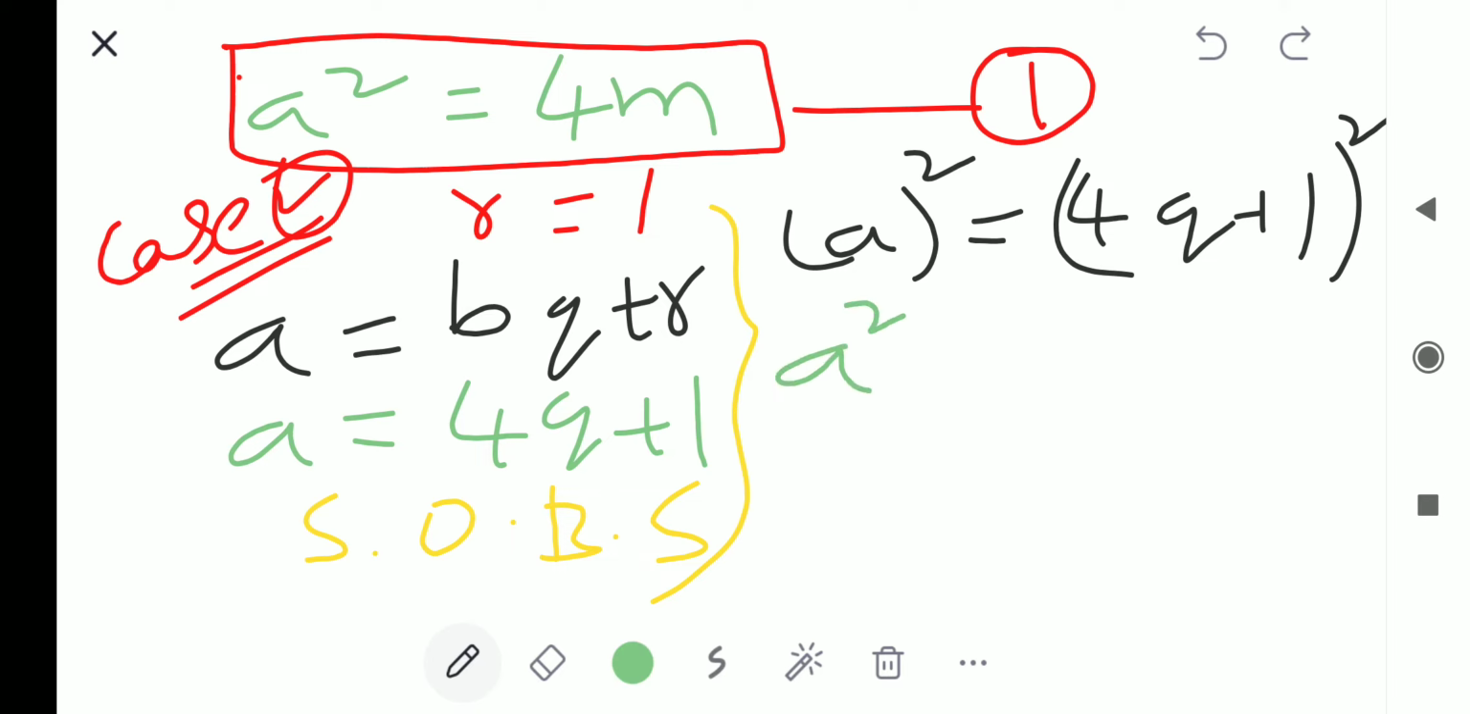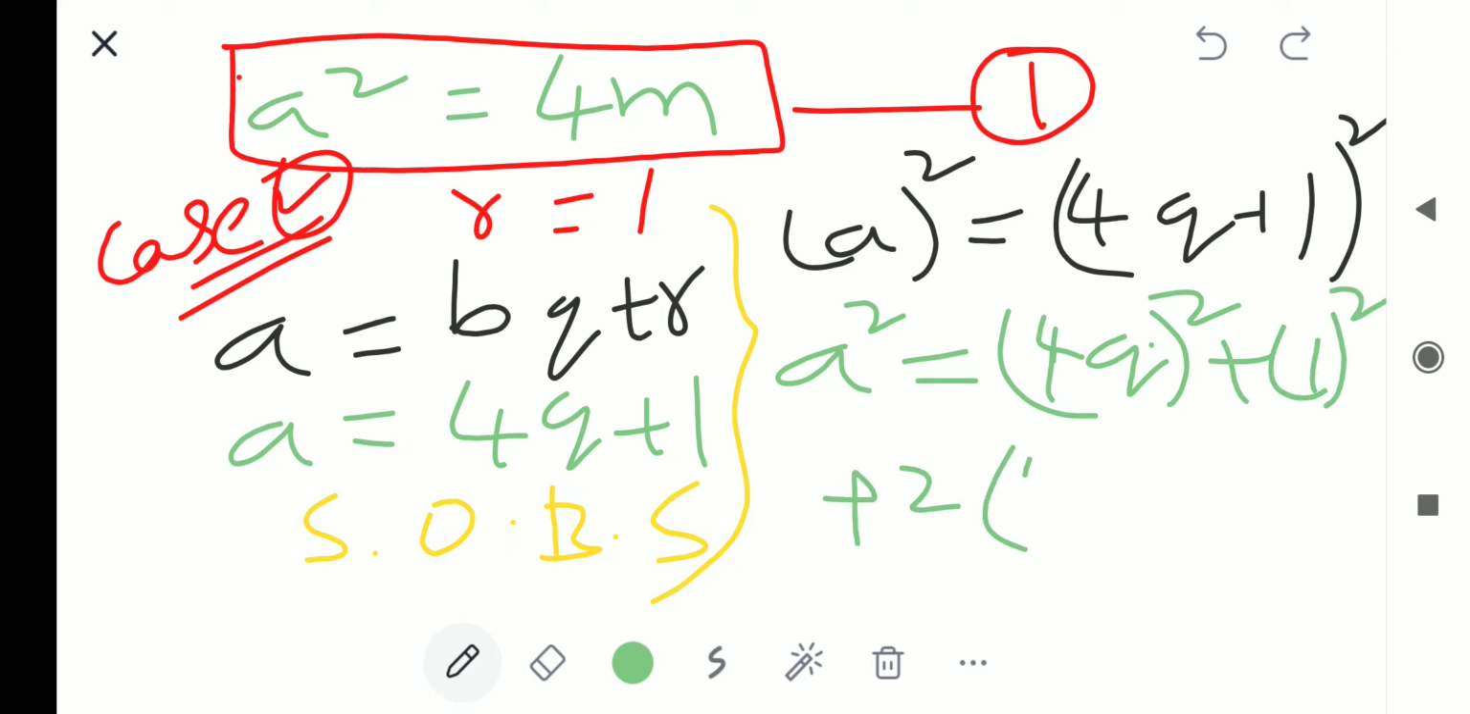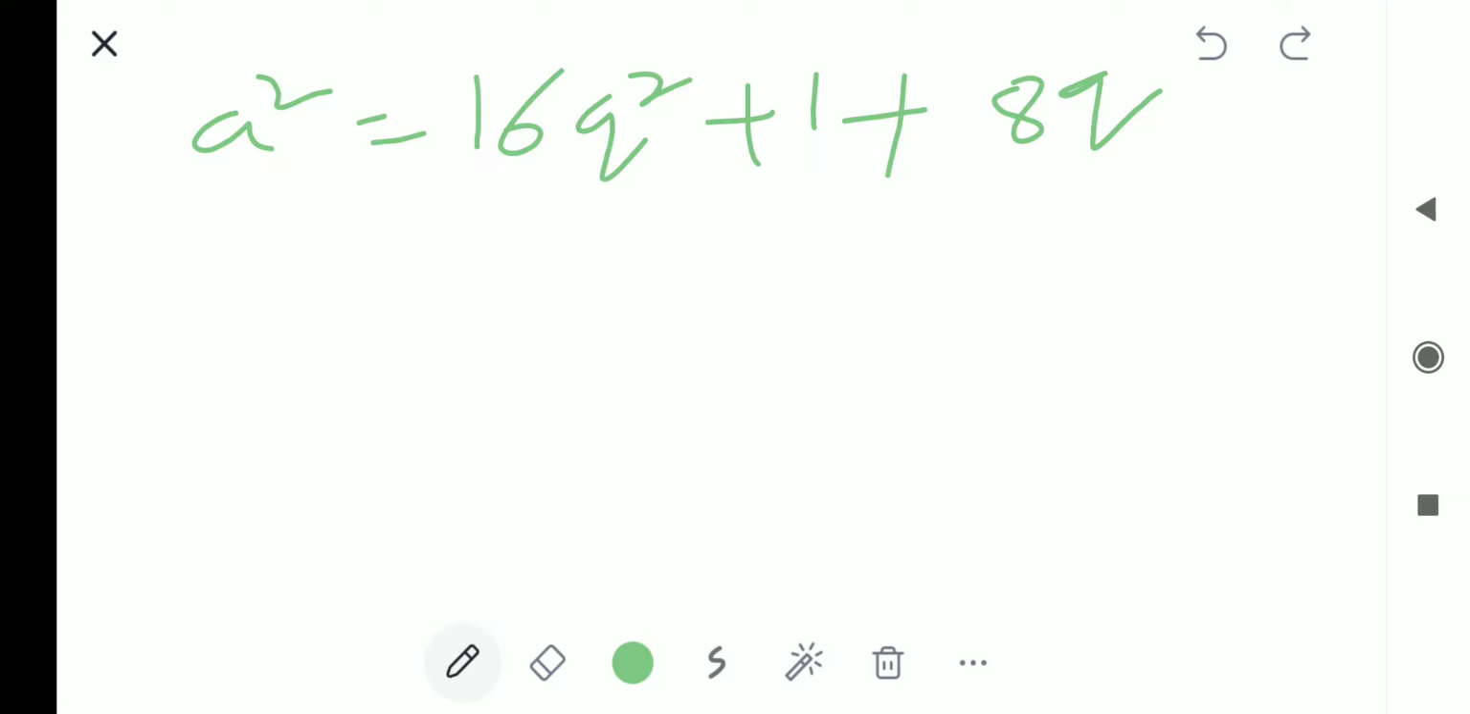LHS we can write A square. 4Q plus 1 whole square is in the form of A plus B whole square. The formula for A plus B whole square is A square plus B square plus 2AB. So I can expand it as 4Q whole square plus 1 whole square plus 2 into 4Q into 1. So I can write in the next step A square is equal to 4Q whole square means 16Q square, 1 square means 1, plus 2 into 4Q into 1, it is 8Q.